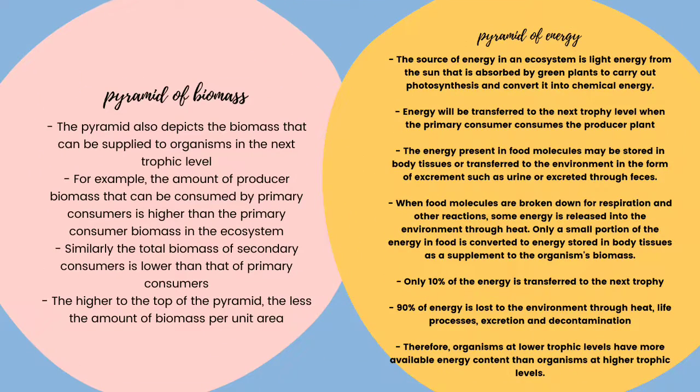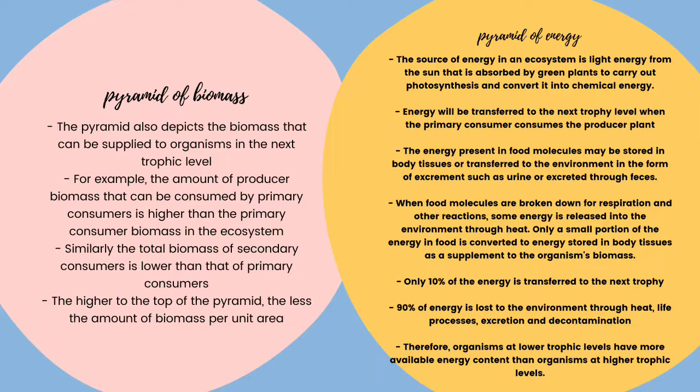Next, pyramid of biomass. The pyramid can be supplied to organisms in the next trophic level. For example, the amount of producer biomass that can be consumed by primary consumers is higher than primary consumer biomass in the ecosystem. Similarly, the total biomass of secondary consumers is lower than primary consumers. The higher to the top of the pyramid, the less the amount of biomass per unit area.